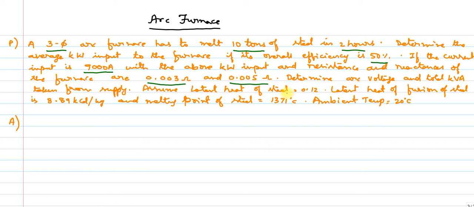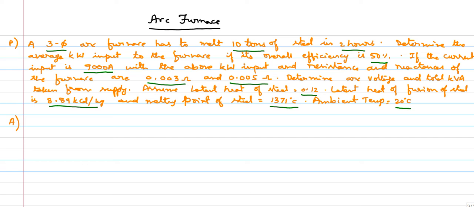Assume specific heat of steel is 0.12, latent heat of fusion of steel is 8.89 kilocalorie per kg, and melting point of steel is 1371 degrees centigrade. Ambient temperature is 20 degrees centigrade.